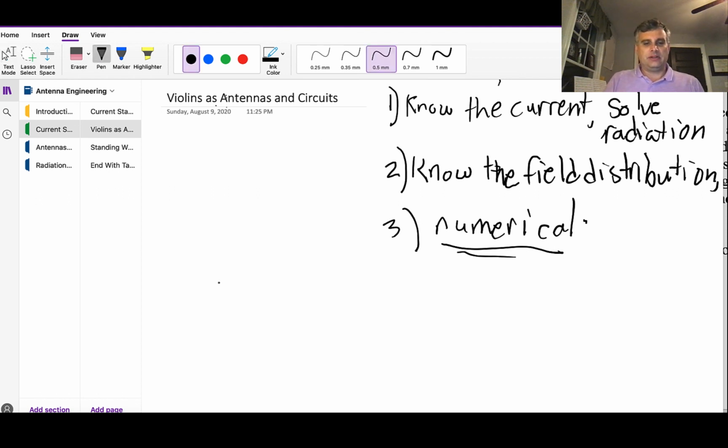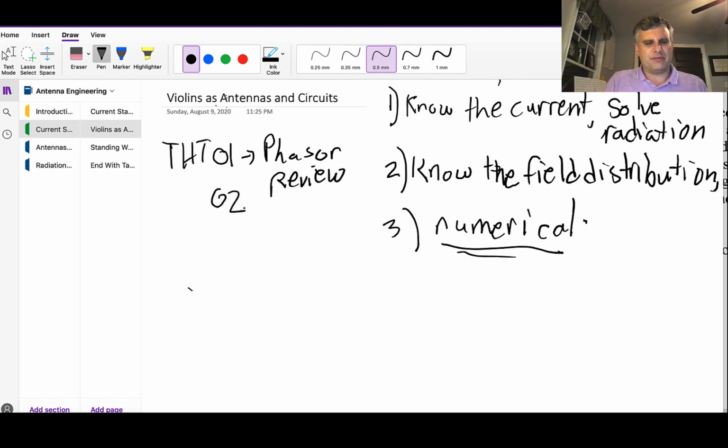So, violins as antenna circuits. Let's just take this. Well, first of all, let's do a little bit of review. Now, hopefully, you've reviewed some of the content that we recommended. Time harmonic transmission lines 01, Phasor review. This will help get familiar with my terminology that I use. And 02 is helpful as well. It's basically an introduction to time harmonic transmission lines.